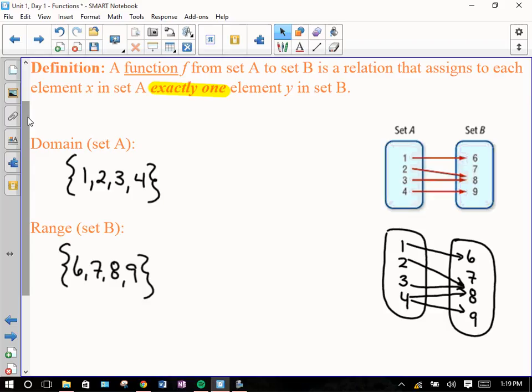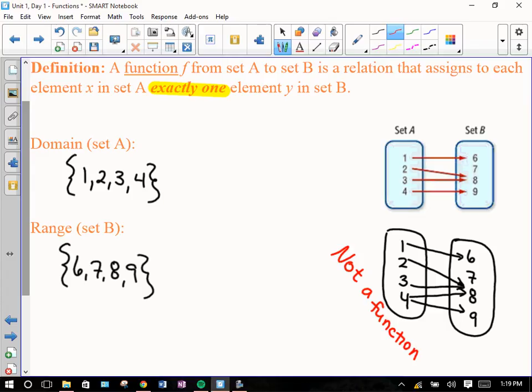Now, this is a relation. This is still a relation. It's just not a function. This is not a function. It is a relation. So you can have a relation that's a function, but something can be not a function and still be a relation. All right?